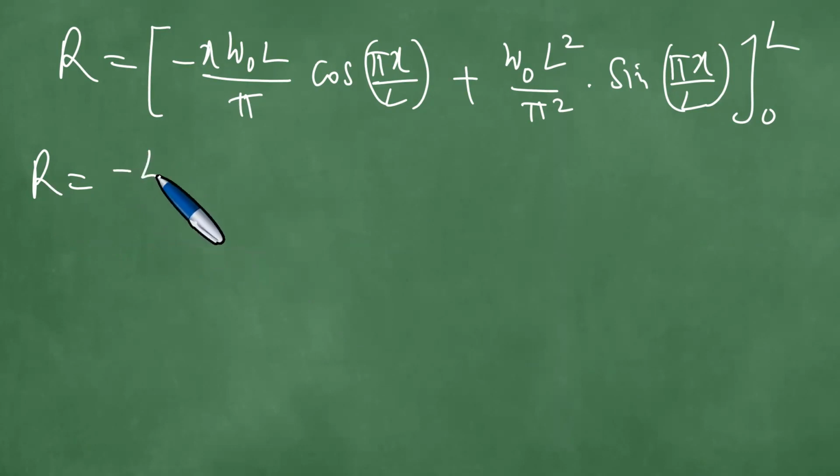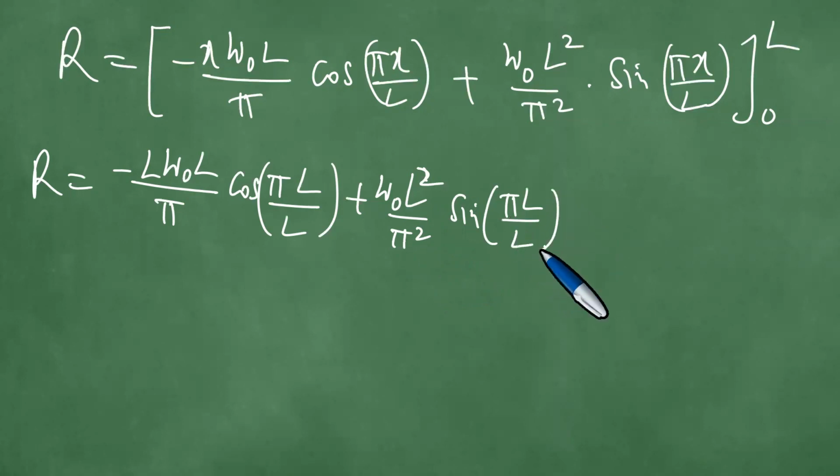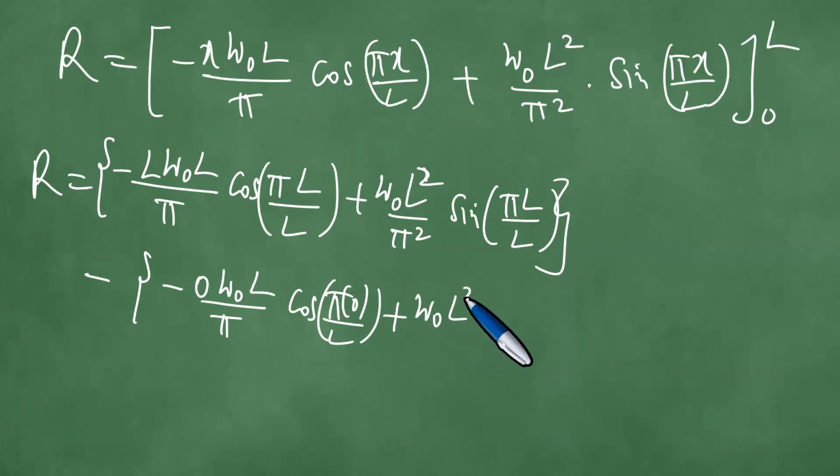All right, so which means you have minus L W0 over pi, the cosine, wherever there's x, you put the L, which is pi L over L. Then W0 L squared over pi squared, the sine of pi L over L. Over pi, the cosine of pi is 0. Substituting wherever there's x, you put the 0 now.